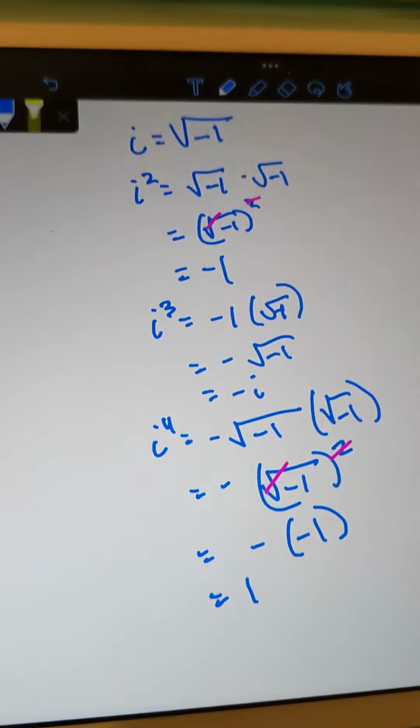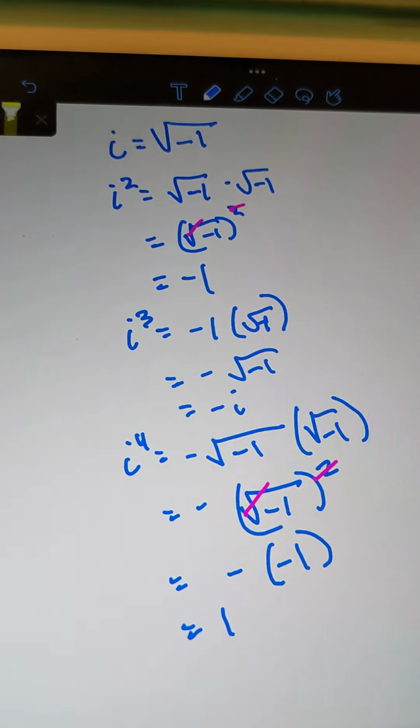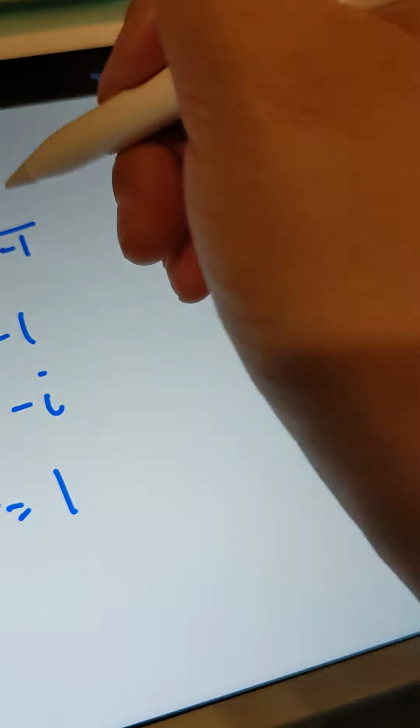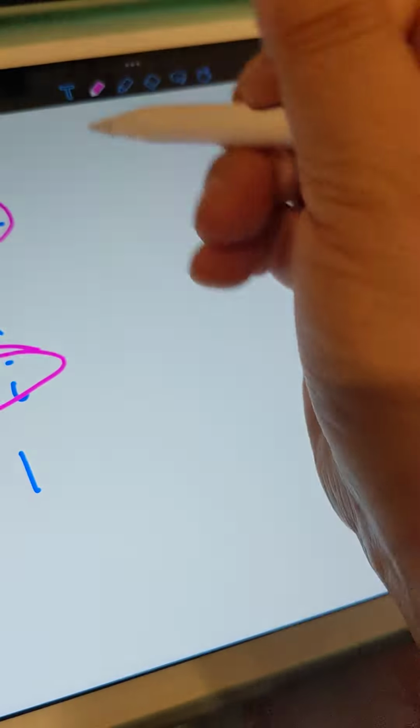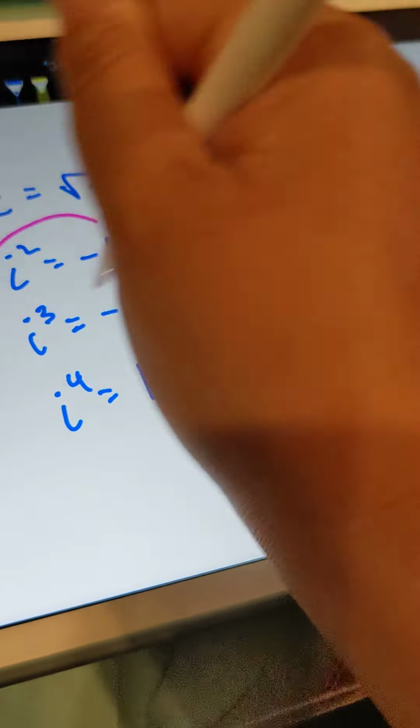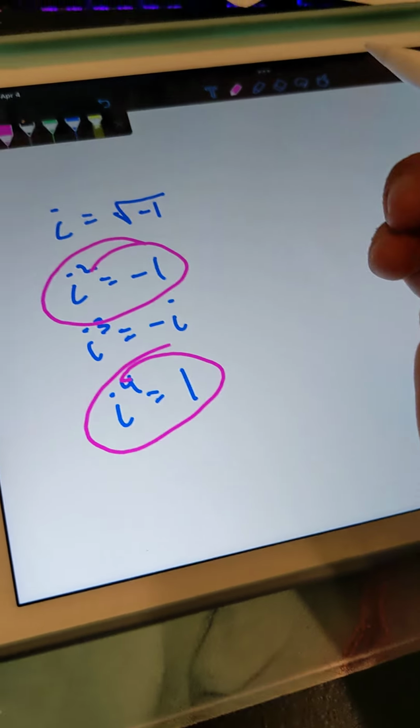So we have just proved what i through i to the fourth are. I'm just going to rewrite this. So we know these. Something to notice: the odd powers are still that i, or that square root. The even powers are just -1 and 1.